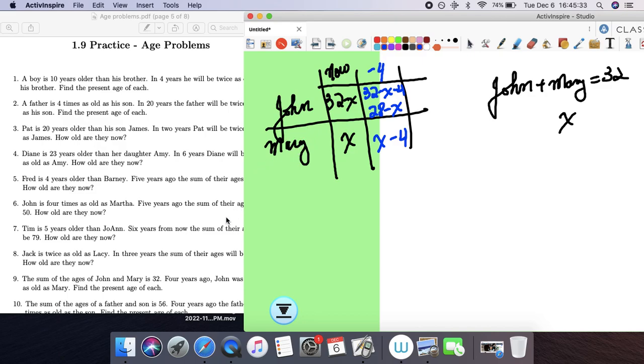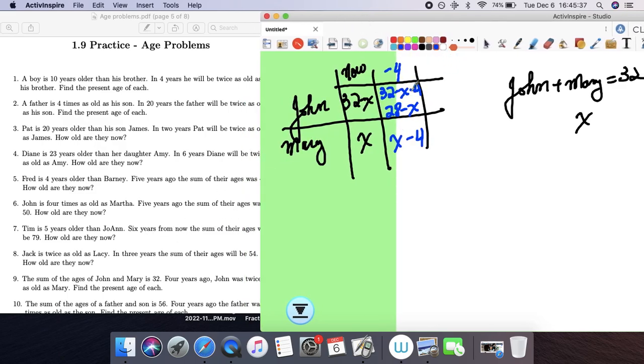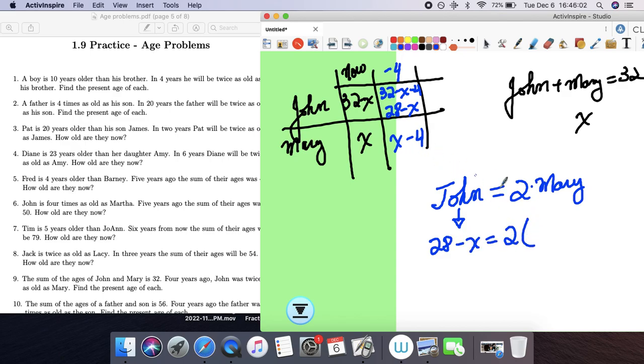Okay, and the problem says 4 years ago, so we're going to use their ages 4 years ago. John was twice as old as Mary. So 4 years ago, John's age equals twice as old, 2 times whatever Mary was. Now, what was John 4 years ago? He was 28 minus X. Mary was 2 times X minus 4.